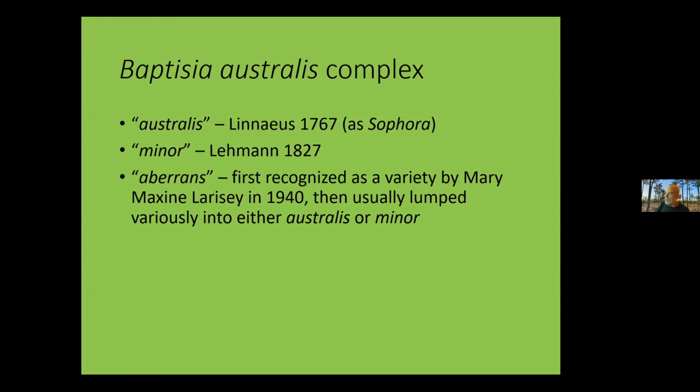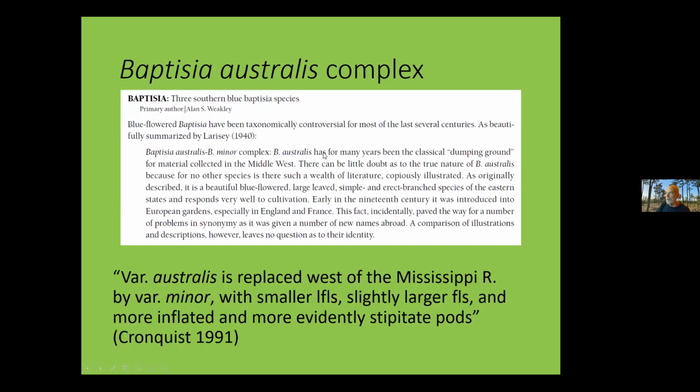Aberrans was first recognized as a variety by Mary Maxine Laracy in 1940, but since then was largely and usually lumped variously and illogically into either australis or minor. And she wrote in 1940, "Baptisia australis has for many years been the classical dumping ground for material collected in the Middle West. There can be little doubt as to the true nature of Baptisia australis because for no other species is there such a wealth of literature copiously illustrated. Early in the 19th century, it was introduced into European gardens," etc.